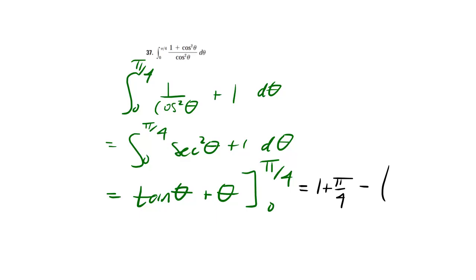So tangent is sine over cosine. When I plug into 0, I get 0. And likewise, I get 0 for theta. So it's just 1 plus pi fourths.